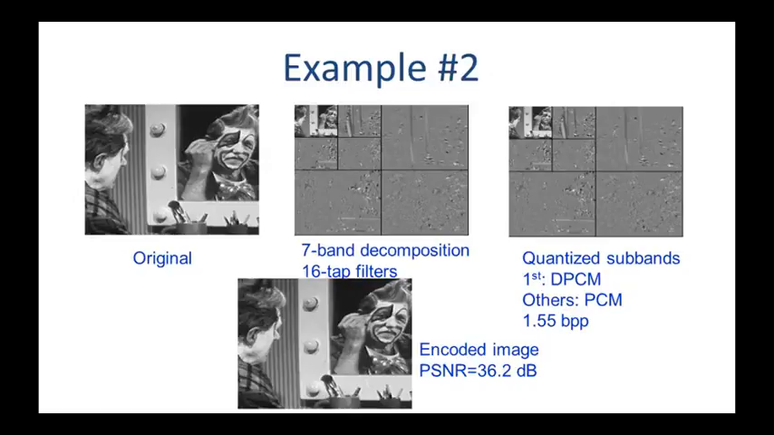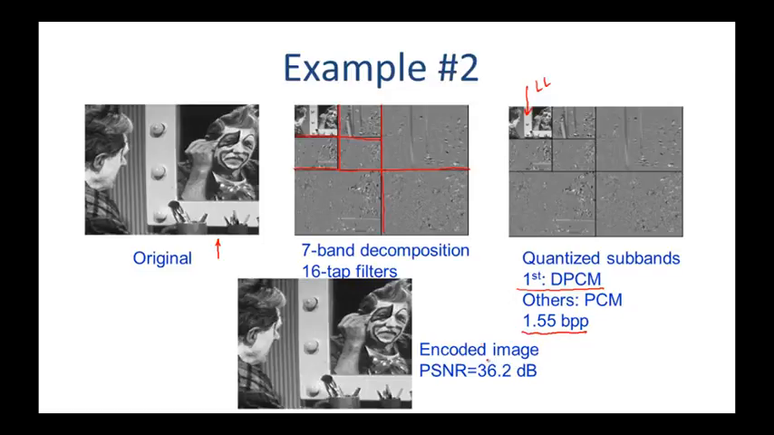Here's a second example of the application of multi-rate subband decomposition, the original image. So it's split first into 4 subbands, and then for the low subband we further subdivide it into 4 subbands. So it's certainly multi-rate. It's a 7-band decomposition, and also 16 tap filters were used for this decomposition. Then here are the quantized subbands. The first subband, the low-low, DPCM was used for that, and for the rest, PCM at 1.55 bits per pixel.